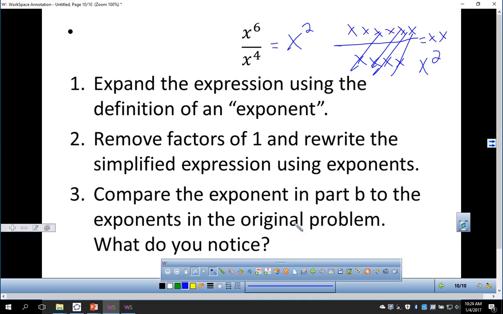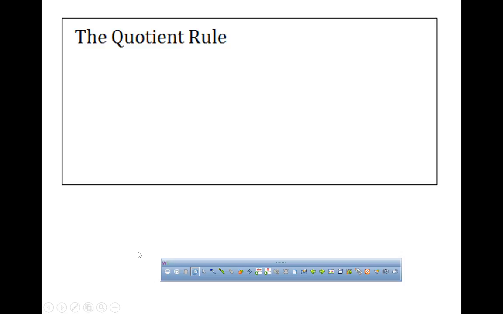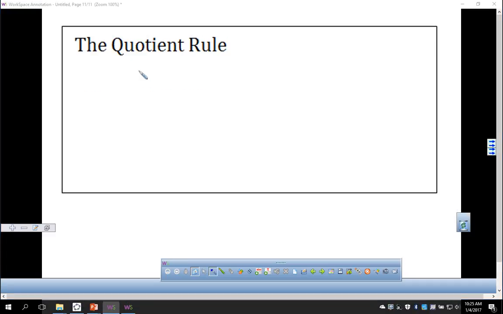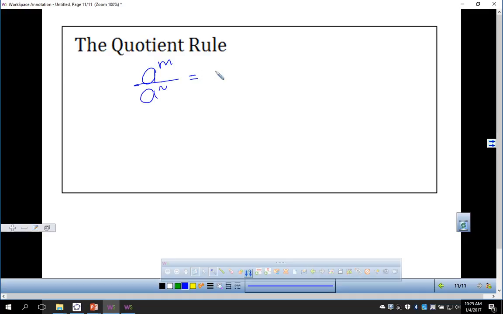So that leads us to the next rule, which is called the quotient rule. I think that's the next thing on your sheet, right? So if you have two expressions with a common base, so this number has to be the same, a to the m over a to the n is equal to a to the m minus n. So if you have two bases, one on the top, one on the bottom, you subtract that. Easy enough? Right?